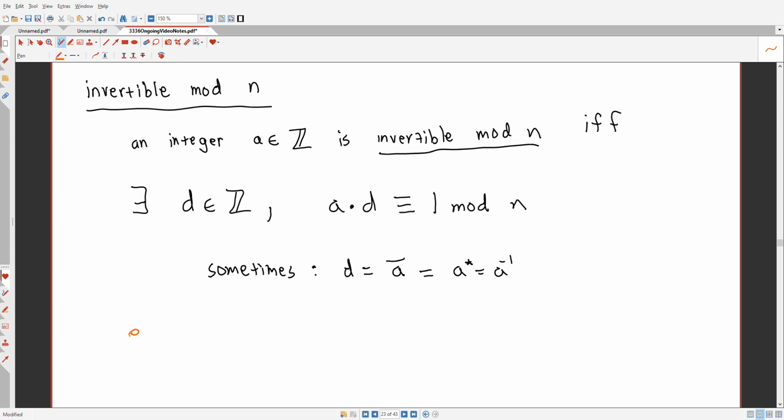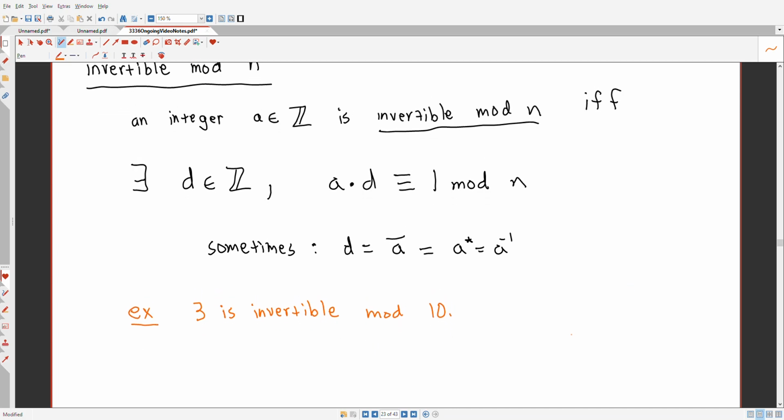So one example would be, let's work an interesting mod. Let me think for a second. 3 is invertible mod 10.